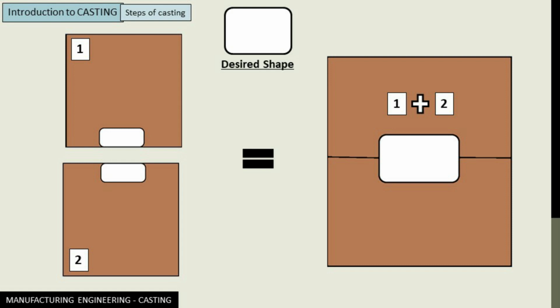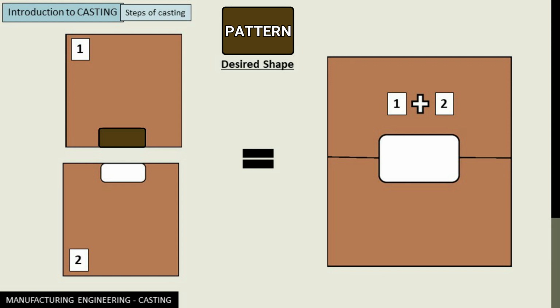Now, let's understand the casting process in greater detail. As I told earlier, a mold is an equipment of casting process, just like the ice tray is for ice making. So for preparing this equipment, first we need a pattern, which is almost like a duplicate or a replica of the desired shape, of the required shape.